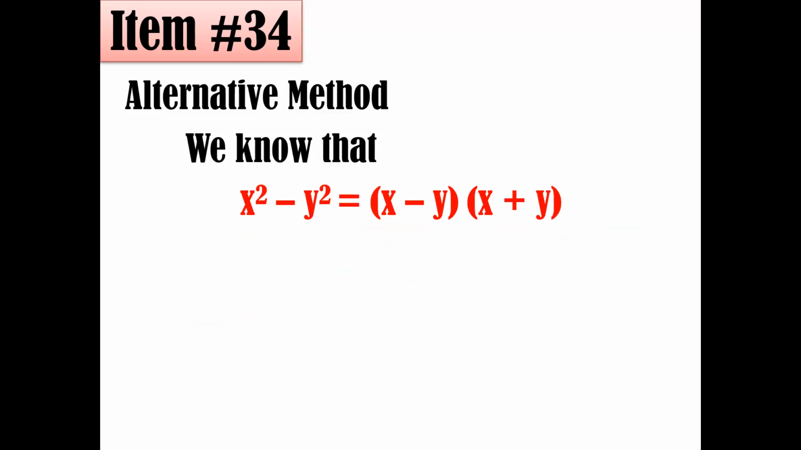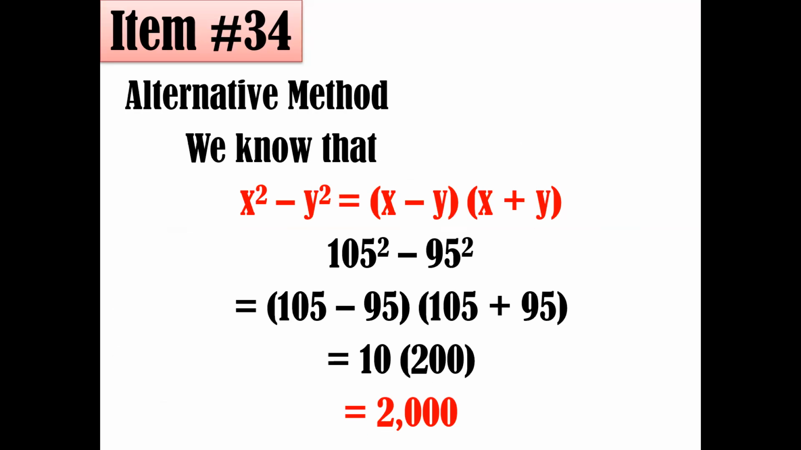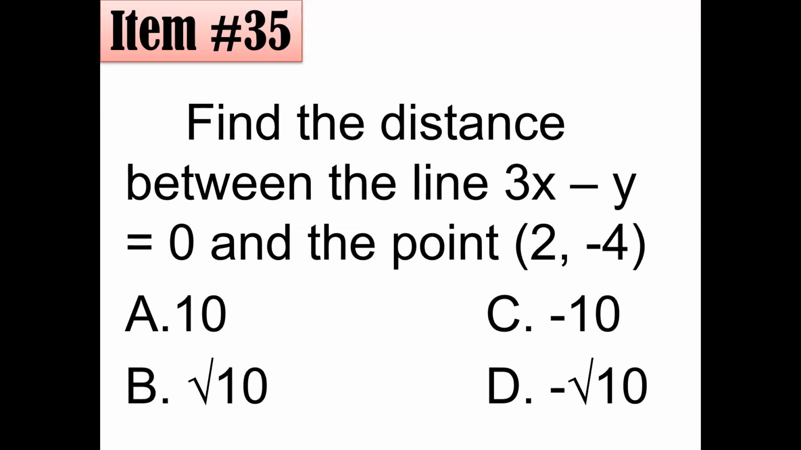Okay. 35. An alternative method is this one. Oh, sorry. This one's different. Sorry. Find the distance between the line 3x minus y equals 0 and the point 2, -4. Okay. Ay, okay. Thank you po. Noted po, Sir Habana. So next time siguro po, we will send also the PDF file para ma-compare natin. So, gaano kalayo yung 3x minus y equals 0 and the point 2, -4?